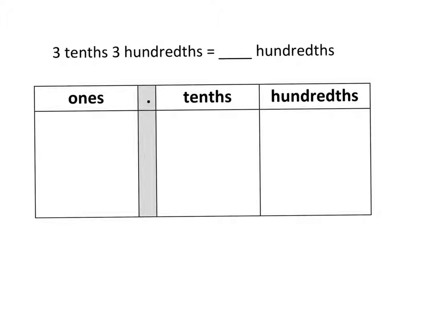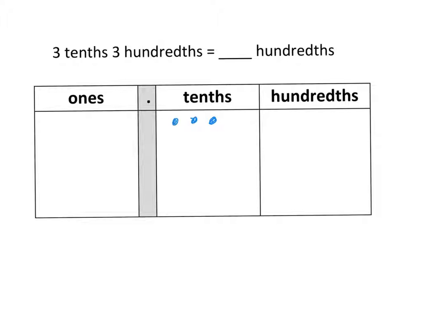All right, let's do another one. We have 3 tenths, 3 hundredths is all equal to how many hundredths? All right, so we do not have any ones, we have no wholes, so we're going to go right to the tenths. How many tenths do they say that we have? Well, they have 3 tenths. So we're going to put in 3 tenths.